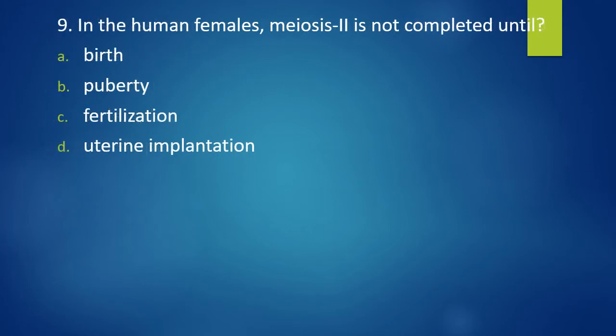Question number 9. In human females, meiosis II is not completed until birth, puberty, fertilization, or uterine implantation. When does meiosis II occur in the egg? So the correct answer is at the time of fertilization.